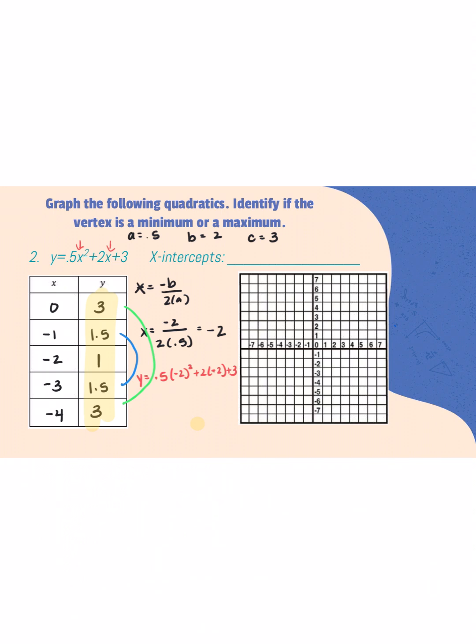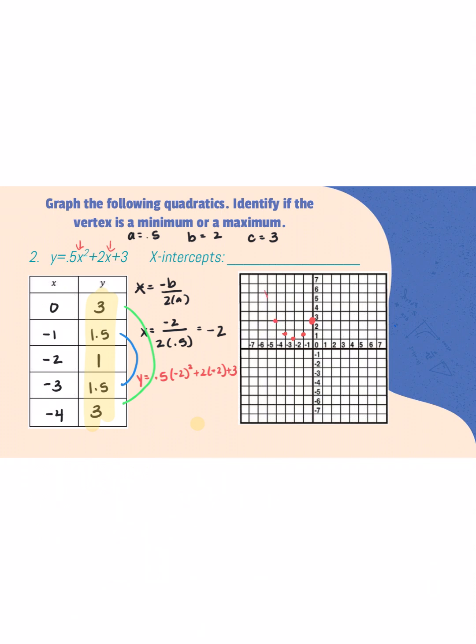Okay, so I'm going to go ahead and graph these. So 0, 3, so I'm going to stay on 0. I'm going to go up to 3. Okay, negative 1, 1.5. So negative 1 is here. 1.5 is going to be right in between 1 and 2. So I'm going to stick that right there. Negative 2, 1. So I'll go negative 2, and now go up to 1. And negative 3, 1.5. So negative 3, and I'm going to go 1.5. And negative 4, 3. So negative 4, and then go up to 3.